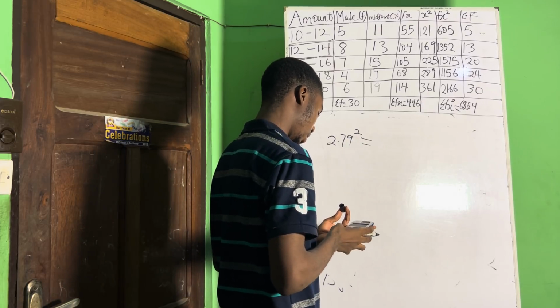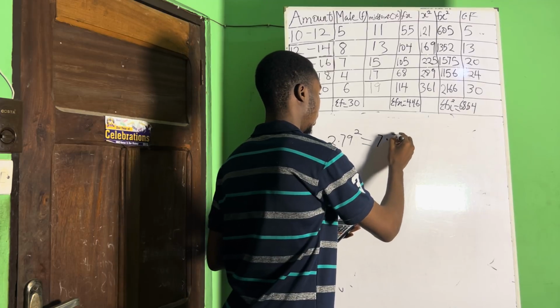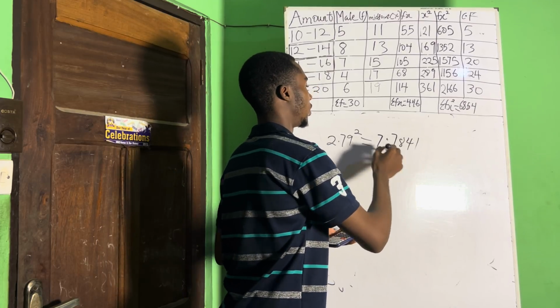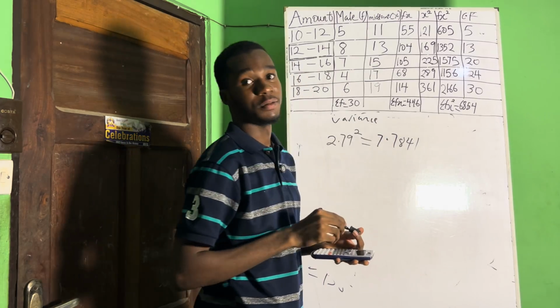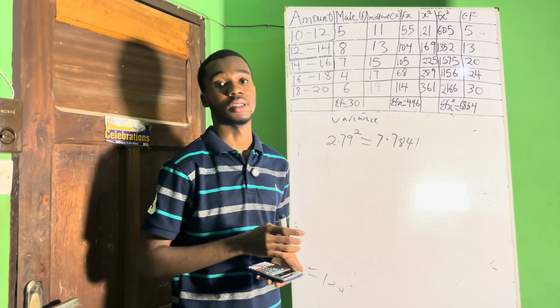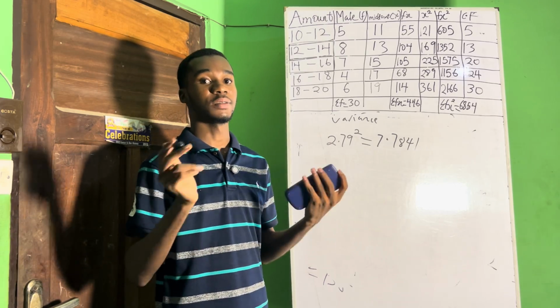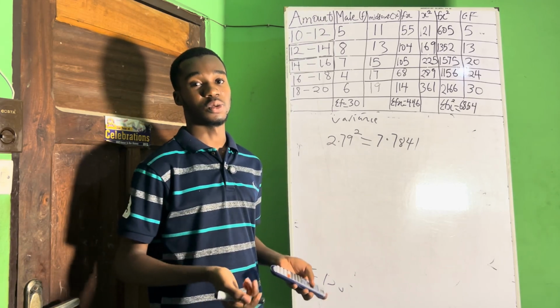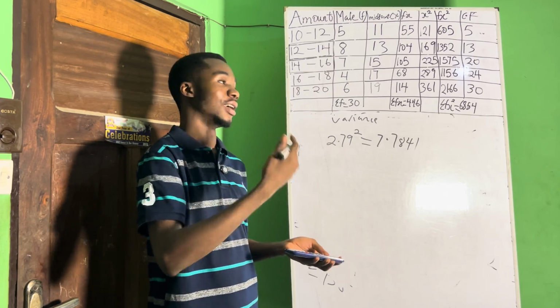So 2.79 squared, we are getting 7.7841. So this becomes our variance. So I repeat, the variance is the standard deviation squared. Do you get it? Assuming they don't even give you the standard deviation, just find the standard deviation, then you can square it. Or the formula we use for the standard deviation, you can just remove the root, you get the same thing.